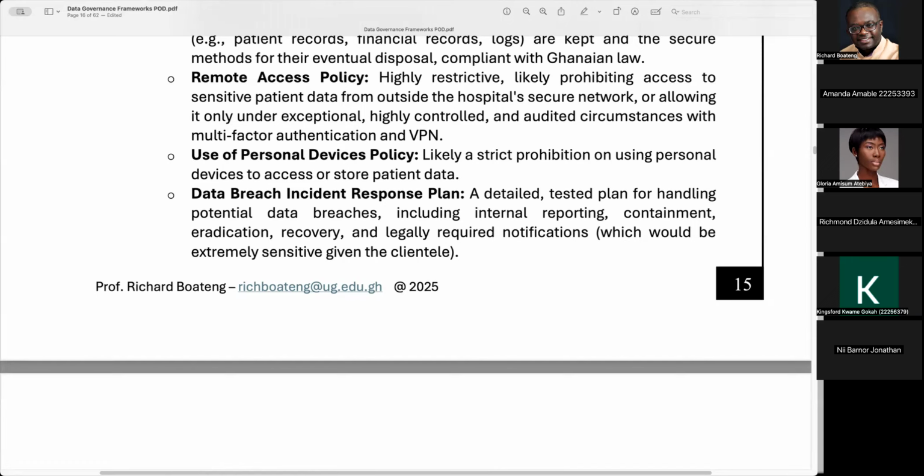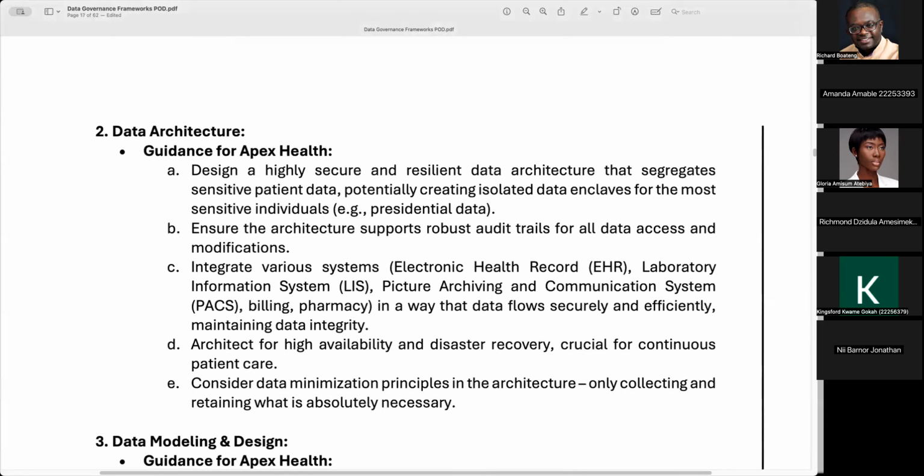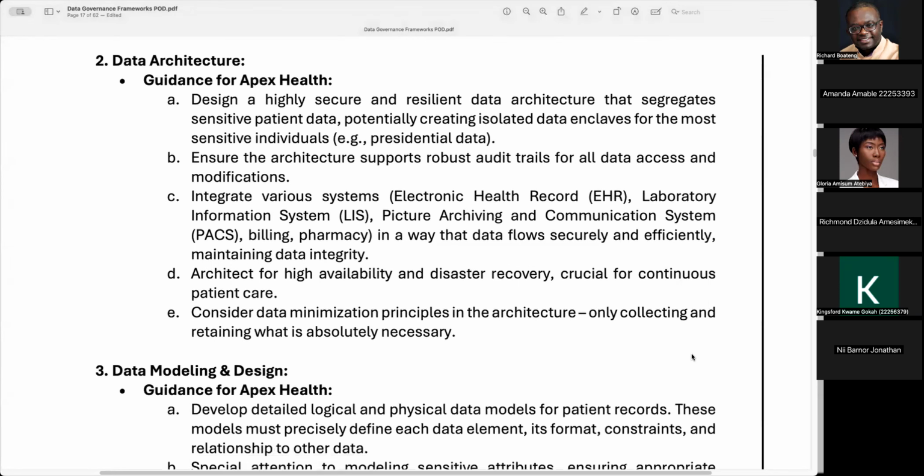The underlying data architecture would also need to be designed with security as the absolute top priority, based on DMBOK principles. Yes. DMBOK's architectural guidance would lead to designing a highly secure and resilient data landscape. This would likely involve network segmentation to isolate the most sensitive data, perhaps in dedicated hardened network enclaves. The architecture itself must inherently support comprehensive, tamper-proof audit trails. Secure integration between different clinical systems, EHRs, LIS, PASS, etc., is vital, using secure authenticated data exchange protocols, maybe using standards like HL7 FHIR, but layering on additional security like mutual TLS authentication and end-to-end encryption.